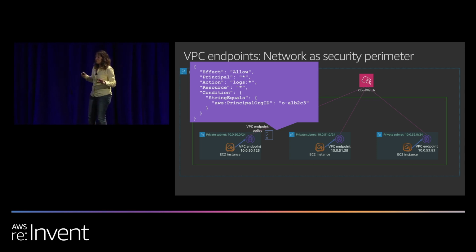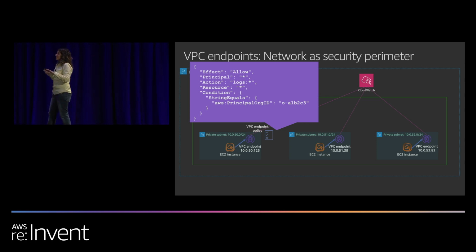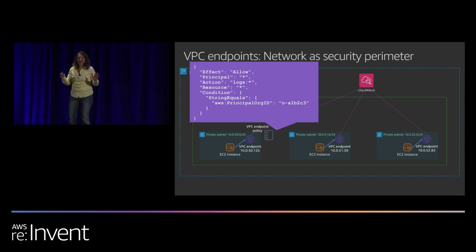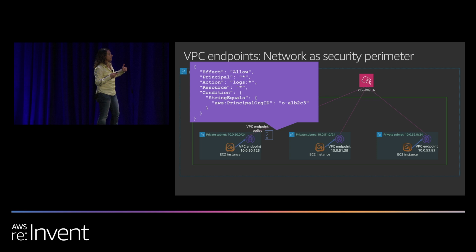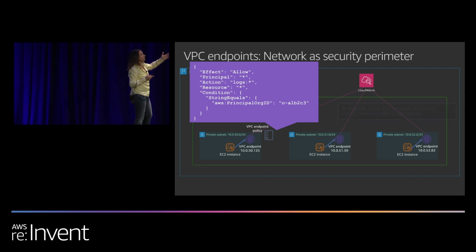This is kind of how you use your network as a security perimeter. Now, this policy that you're looking at does not grant access to anybody to do anything. Again, it's an outer bound on what can occur, what kinds of calls to CloudWatch Logs can be initiated from this VPC through this VPC endpoint. I'll translate for you what this policy means.